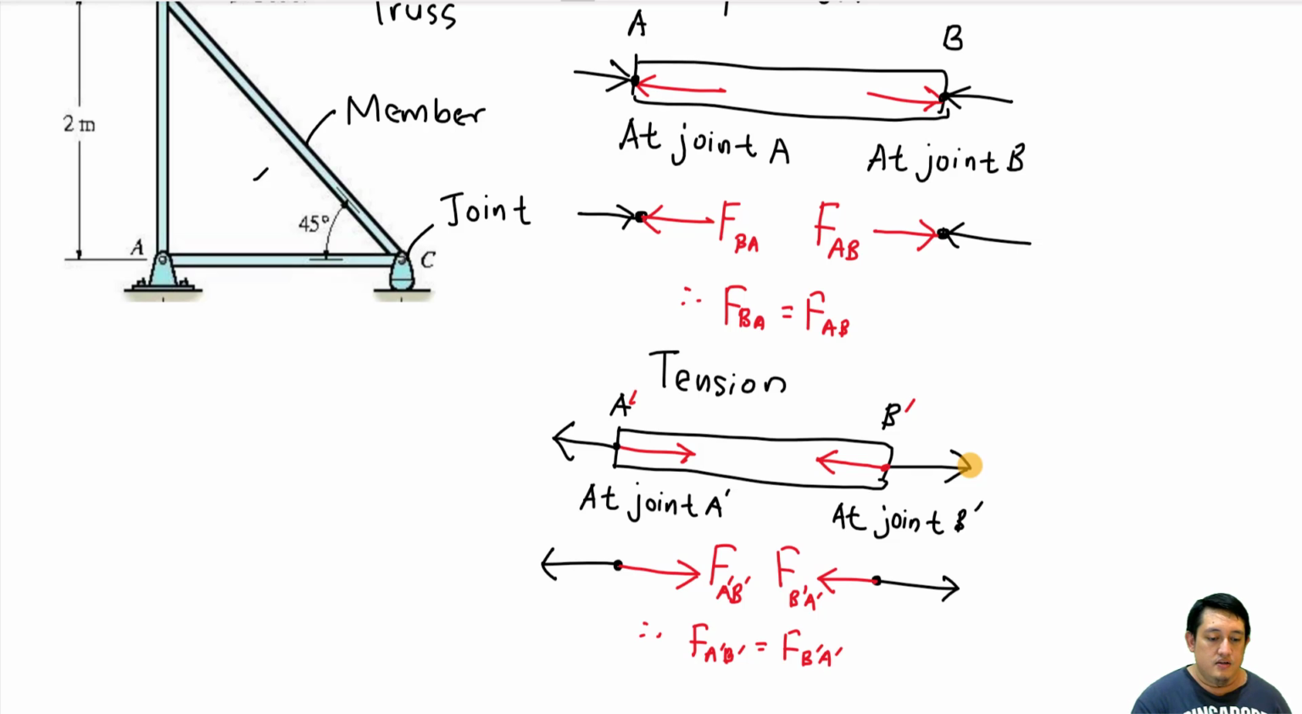So now you know about the condition when it is in tension and also compression. If you look carefully, when the member is in compression, the force of the member will be towards the joint. When it is in tension, the direction of the force will be outwards from the joint. That is the main difference between compression and tension. This is the basic of structural analysis.